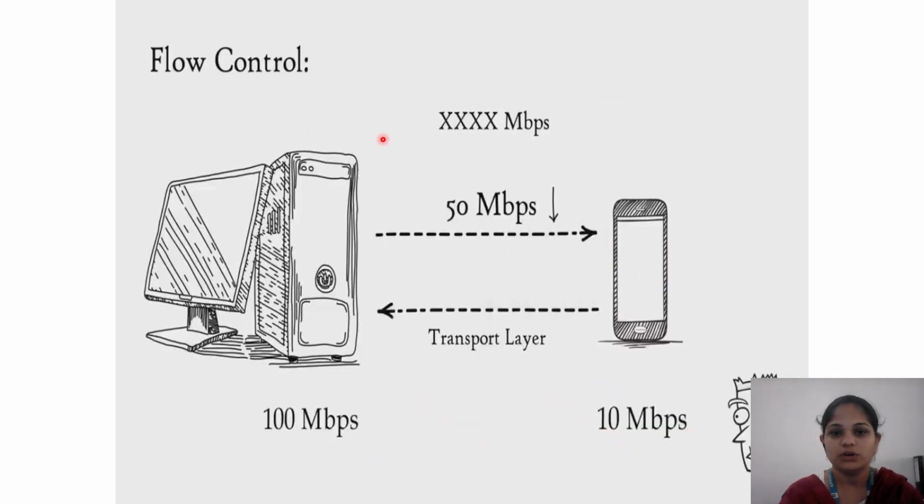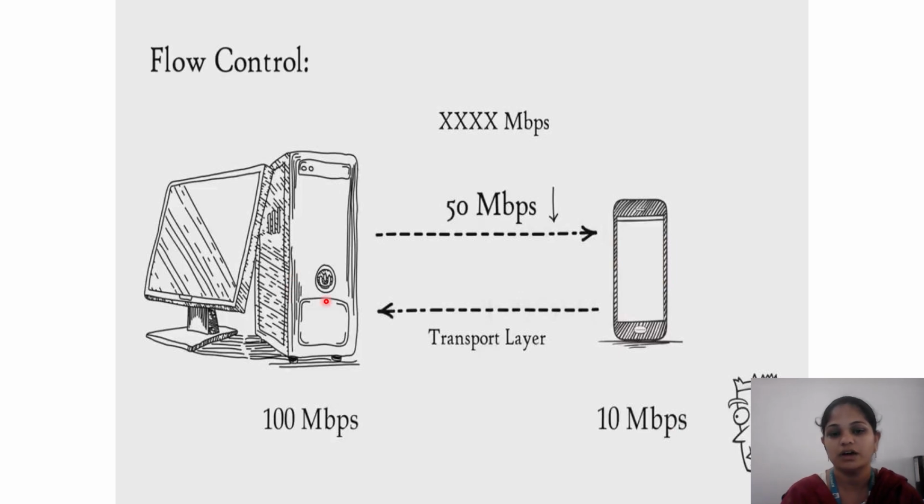So this is the flow control. For example, a computer has a transfer rate capacity of 100 Mbps, while the mobile has only 10 Mbps. If this computer sends 50 Mbps of data, what will happen? Congestion will occur on this side, so it will send a message back to slow down the rate of speed to this computer, and then it will act accordingly.